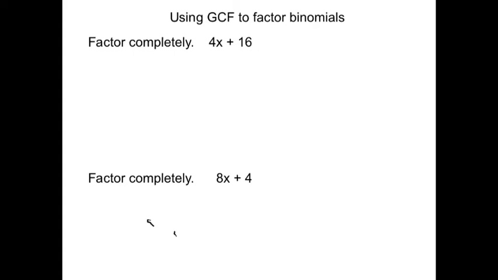So we're going to write 4x plus 16 in what we call a factored completely form, where we factor out the greatest common factor. So in order to factor out the greatest common factor, we have to figure out what the greatest common factor is. To figure that out, you're going to do exactly what we did in the last couple of slides, except now the little twist is that there's an x.